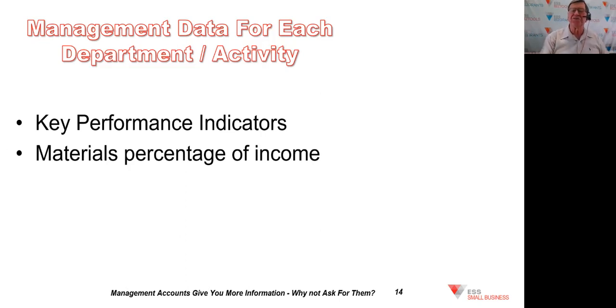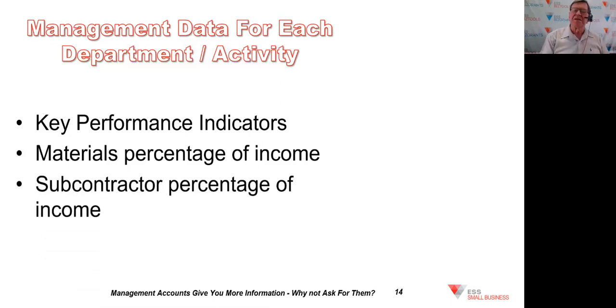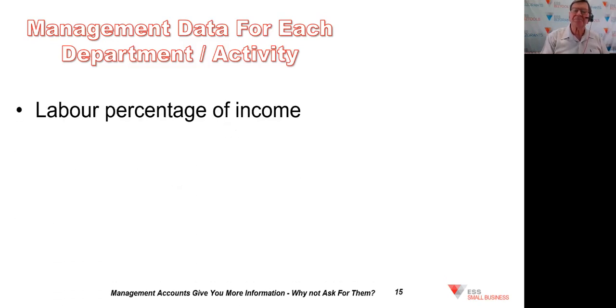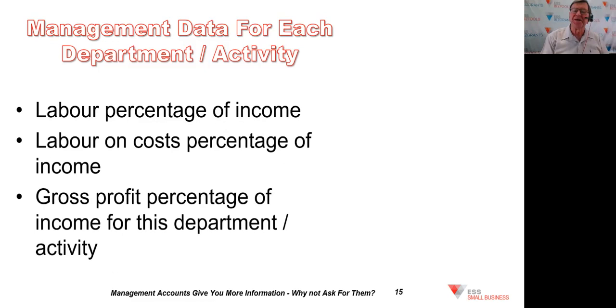So you could calculate the materials percentage of income. Now, on their own, none of these key performance indicators mean much. But when you compare them to what happened last month, the month before, or the budget estimate, it starts to mean something. And if you get a figure significantly higher or significantly lower than what you expected, you can then investigate to see what went wrong, because a significant higher can be just as wrong as a significant lower. So we've got subcontractor percentage of income, our labour percentage, labour on-cost percentage, and the overall gross profit percentage expressed on income.